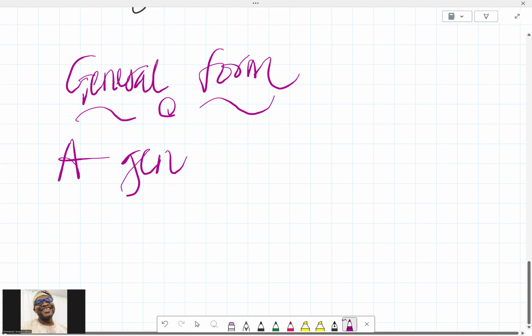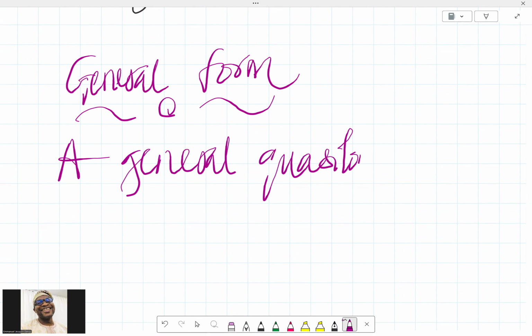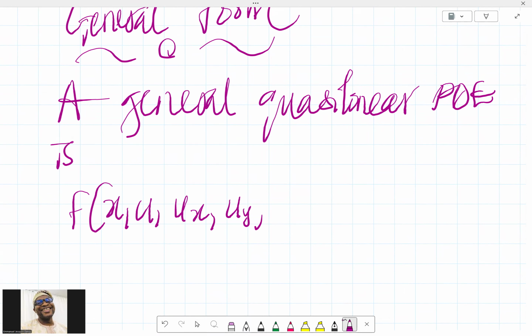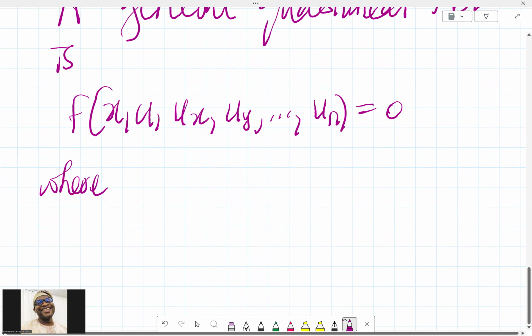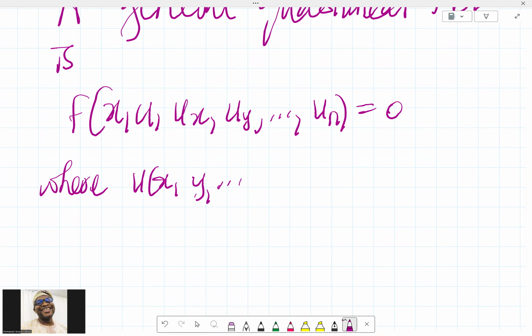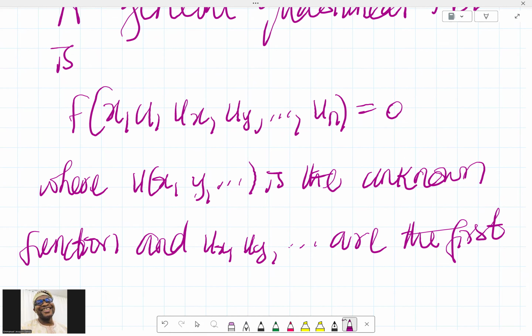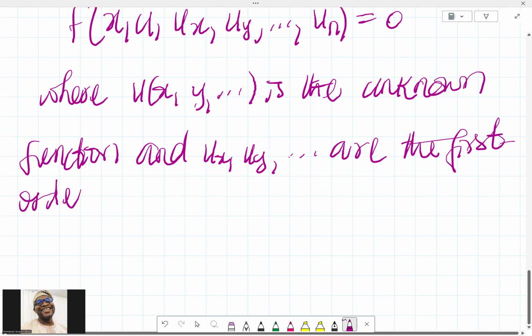A general quasi-linear PDE is F of x, u, u_x, u_y, that's partial u partial x, partial u partial y, all the way down to partial u partial the last variable, equal to 0, where u of x, y and so on is the unknown function, and u_x, u_y, etc. are the first order partial derivatives.